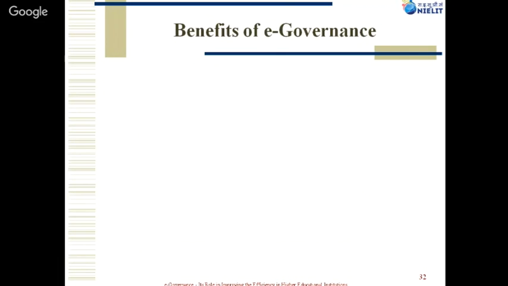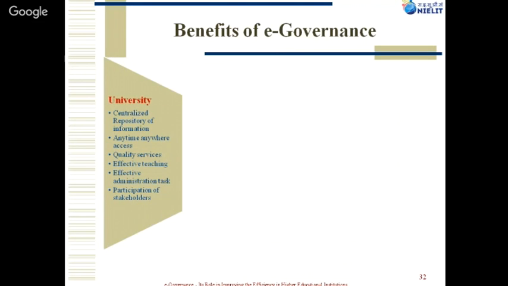Now, once these are in place, different information systems cater to the needs of different stakeholders in education, using different modes and models. How can they benefit the individual stakeholder? The university itself, I mean higher education: the advantage will be a centralized repository of information. All the information will be in one place. Anytime, anywhere access. This is very important. Quality of service will be there. Teaching will be more effective. Administrative tasks will be effective, and moreover, the university will benefit from having the involvement of all the stakeholders in their areas, like students, parents, and business entities.